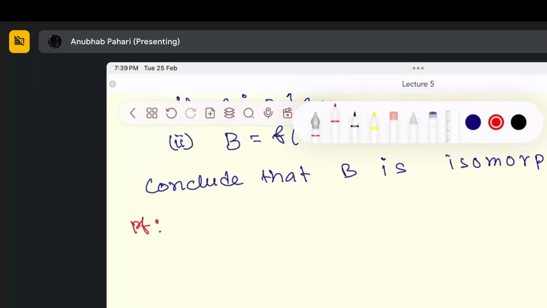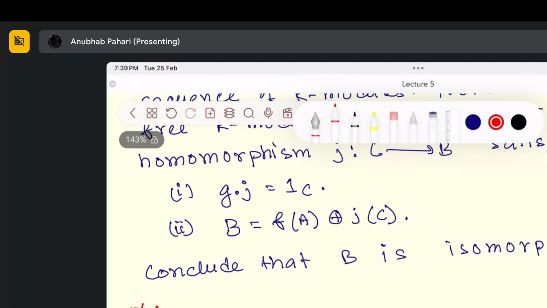Okay, so let us do the proof of this theorem. I'm sorry I took a long break because I was thinking of what I did earlier. Okay.